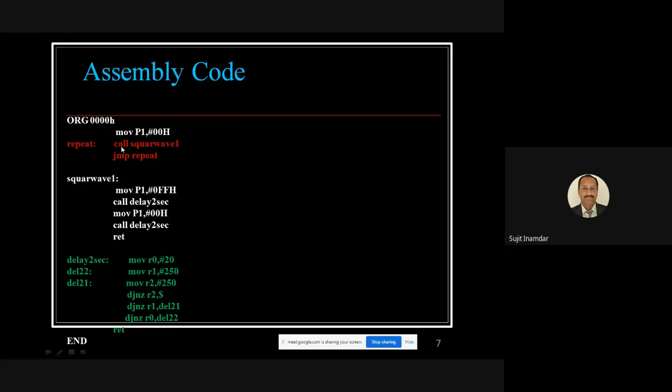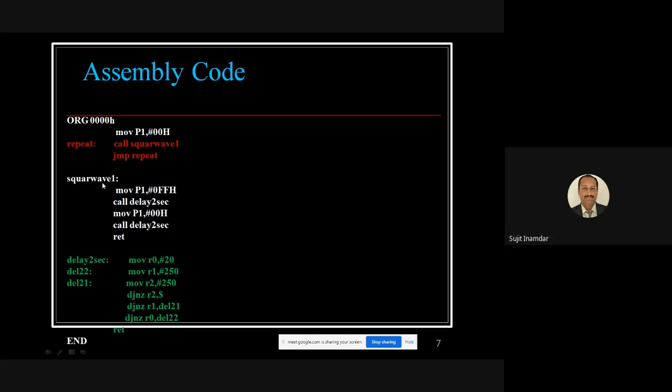Then the call to the square wave 1 subroutine. This much part only, four lines of code, is sufficient here to get the respective output. Square wave 1, then again a jump to repeat, which means this is a continuous square wave. We don't want only one cycle of the square wave, so that's why the continuation has been written over here. This is how the code is going to work.